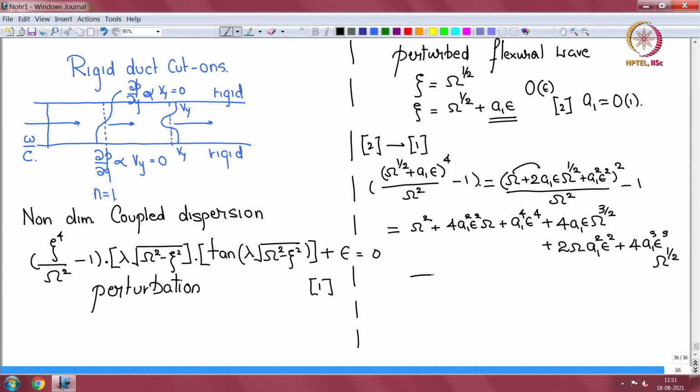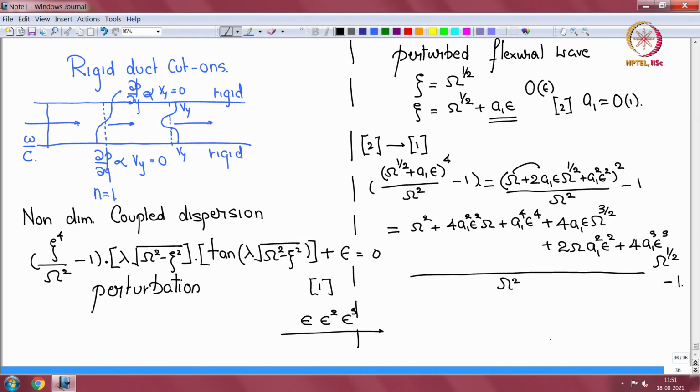This entity divided by omega square and minus 1 outside. Now, I said epsilon is a small quantity. If epsilon is a small quantity, our understanding is that epsilon square is a much smaller quantity and epsilon cube is a further smaller quantity. The powers will reduce in magnitude.